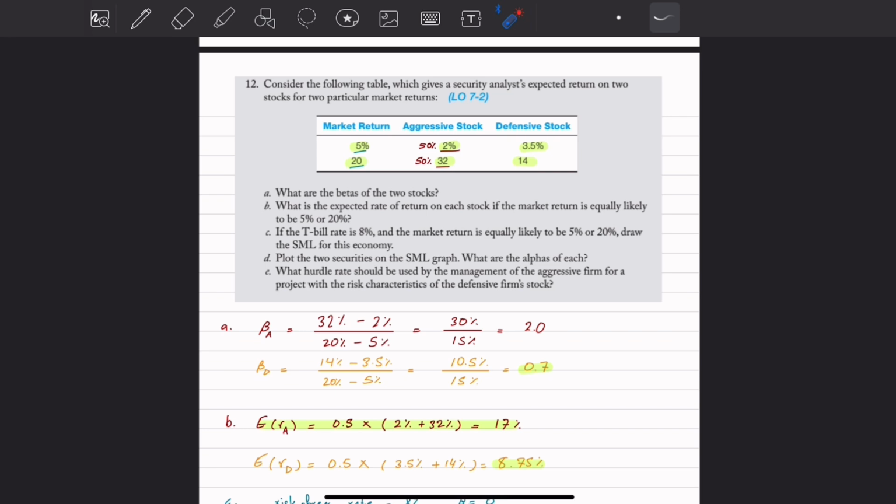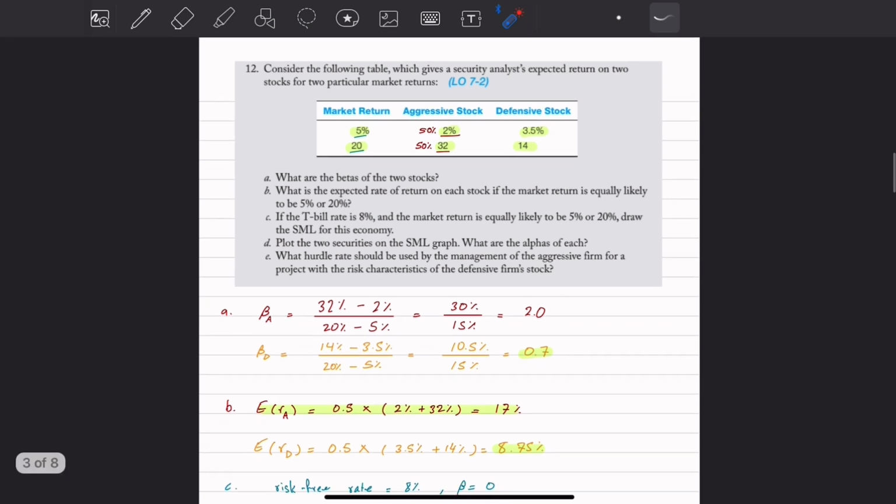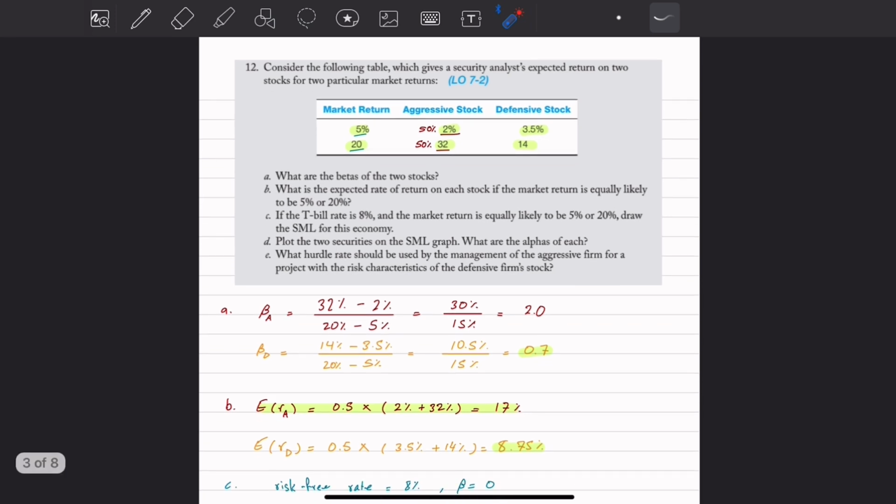Whereas if the market generates 20%, the aggressive stock is expected to generate 32%, whereas the defensive stock is expected to generate 14%. Now, just reading this already, we can safely assume that clearly this stock would have a much lower beta than this stock, right? Now, how did we calculate the beta? We simply found the magnitude of the unit change of the reaction of the aggressive stock divided by the difference in the market returns. Okay.